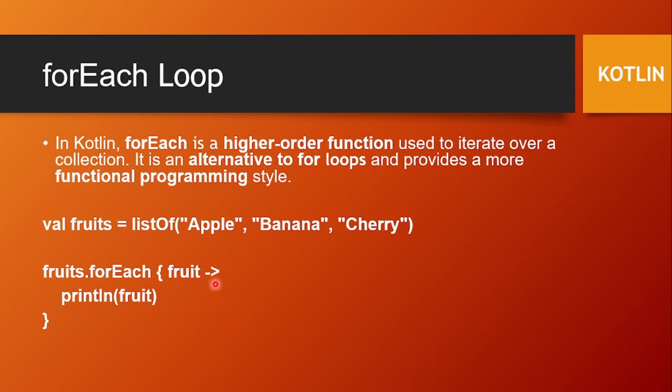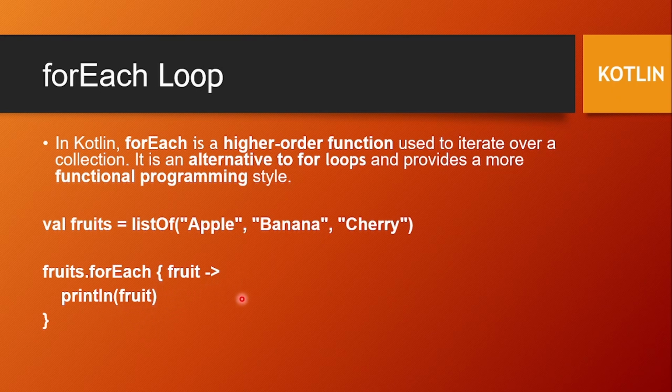This will be declared and initialized to our first index, which is apple. This element is going to be initialized inside of this fruit variable, and apple will be stored inside the fruit one time, until the end of this list, which has three strings inside of it, and each and every time this fruit will be printed inside of this block.